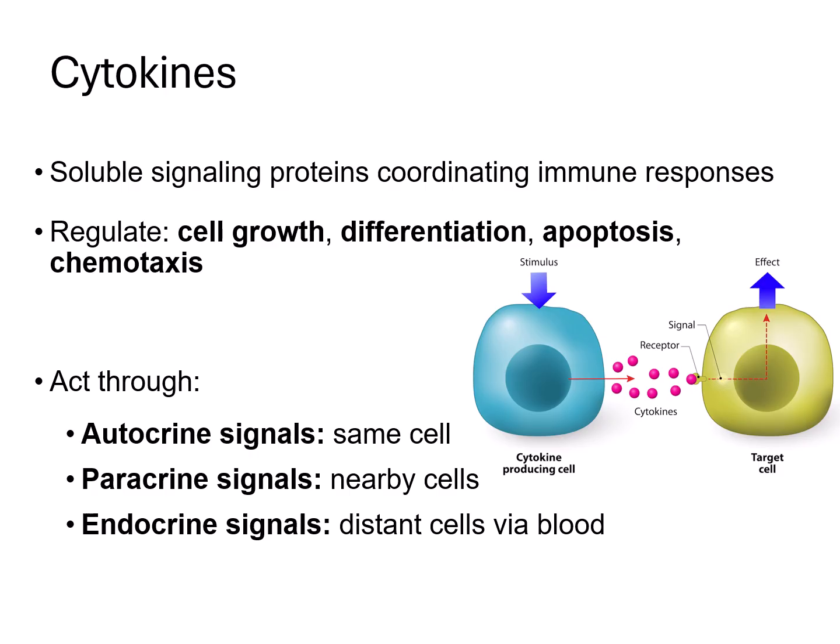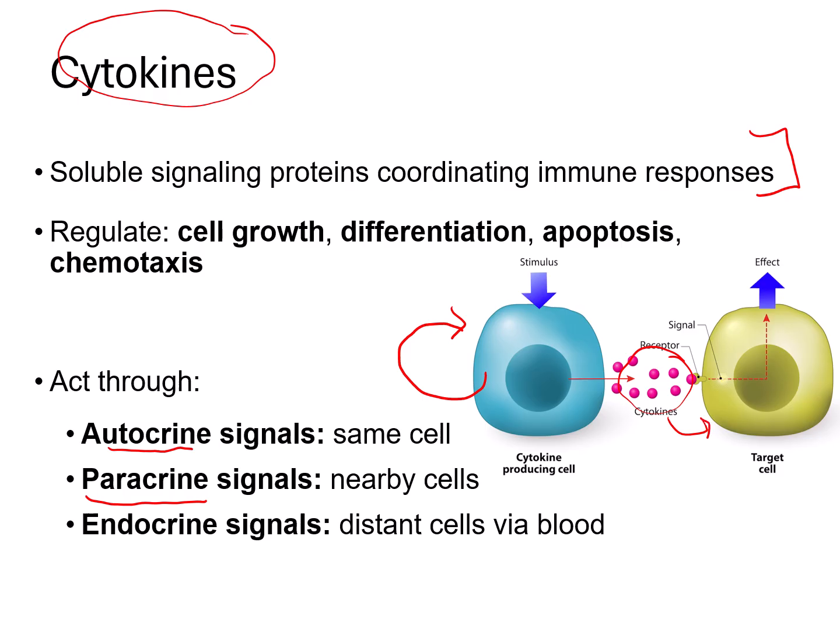Our third type of plasma protein mediator are our cytokines, and these are chemical messengers that coordinate the immune response. They can act through autocrine signals. This is when the signal, the cytokine, actually binds to and affects the cell that secreted it, so the same cell. In paracrine signaling, the cytokines will bind to and affect neighboring cells that are nearby. Whereas in endocrine signaling, the cytokines will travel through the blood and affect distant cells.